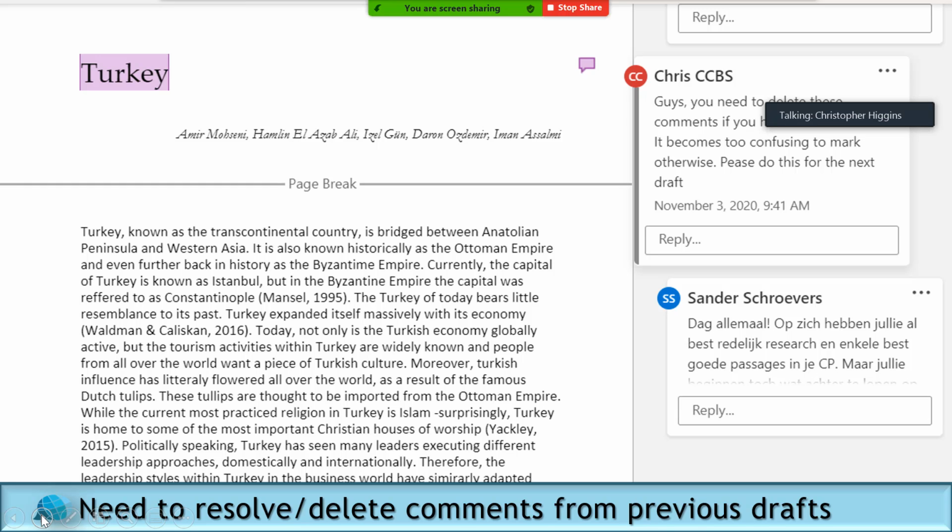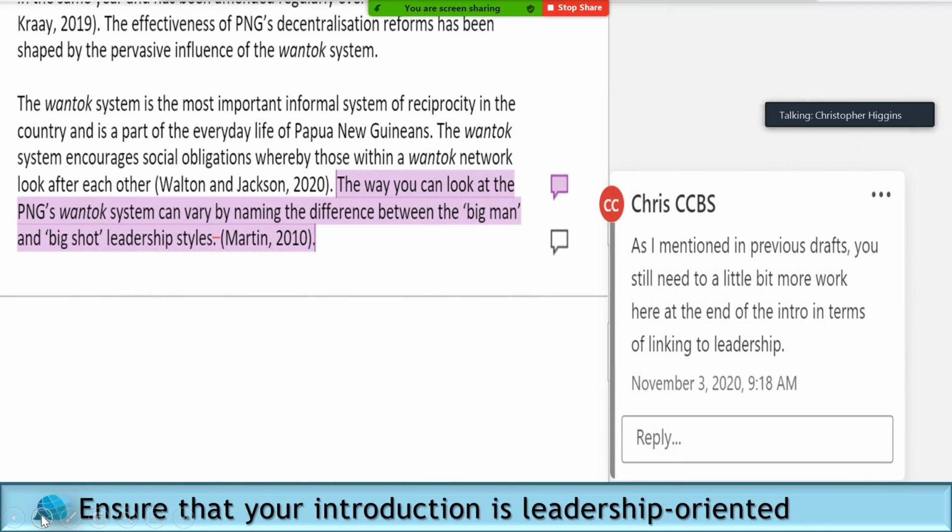So the first thing is a general comment. Please resolve or delete comments from previous drafts. Sorry, Team Turkey, I know you saw this in my feedback. It wasn't necessarily this comment from Xander or myself. It was the one above from me that related to a previous draft, and it didn't really need to be there anymore. So please, when you hand in a new draft, make sure that it eliminates any comments that no longer relate to the chapter anymore.